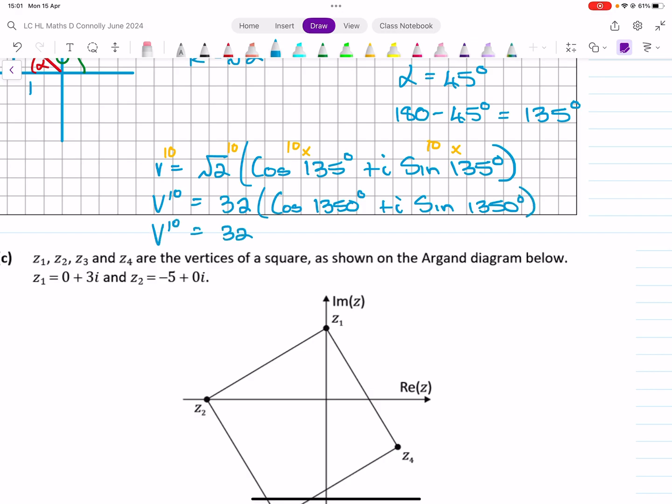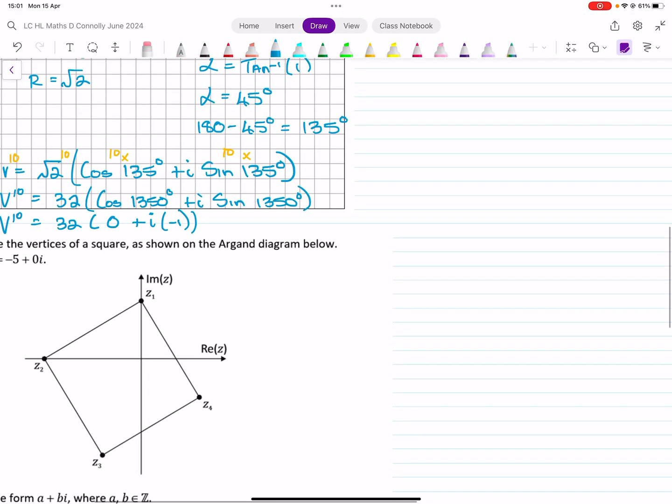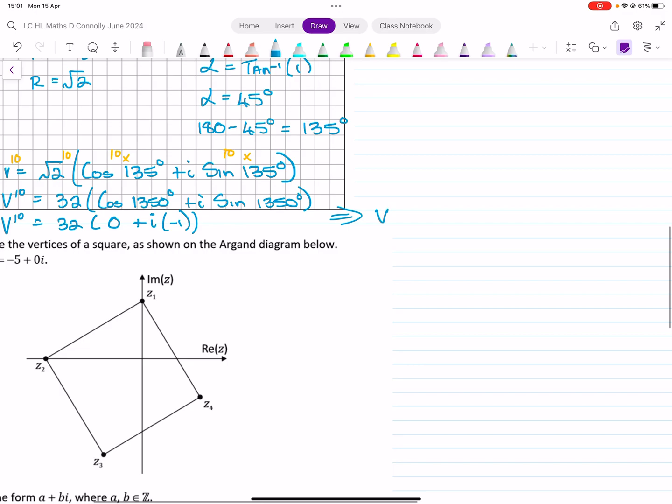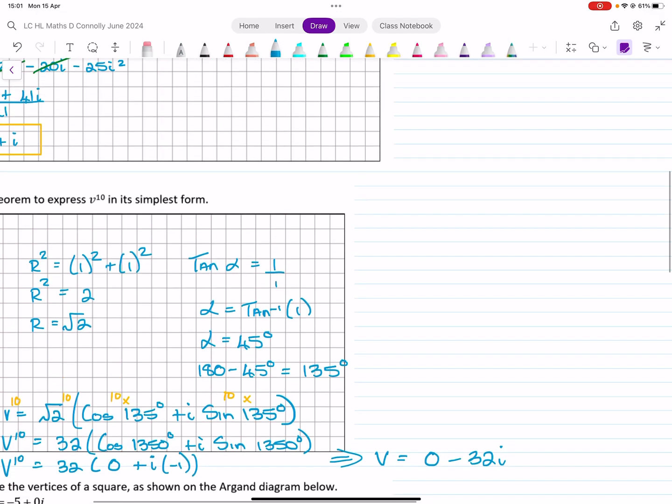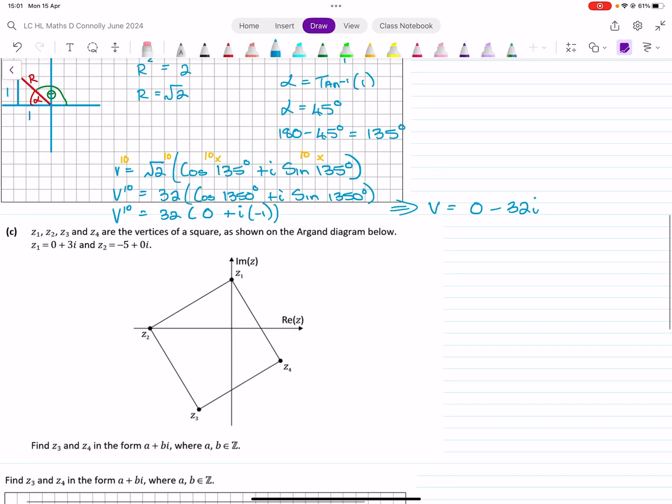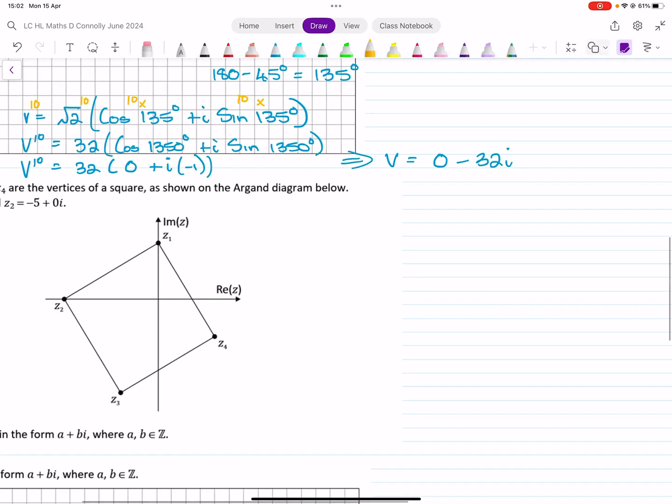So that's 32 times the cos of 1350, which is 0, plus i times the sine of 1350, which is minus 1. So we get v to the 10 is 30, no it isn't, 32 times 0 is 0. 0 minus 32i. That's that one.